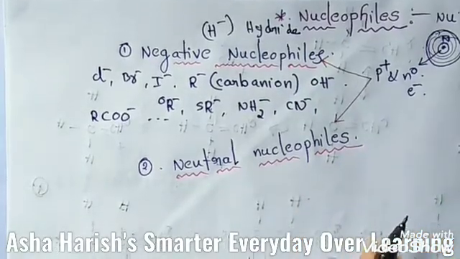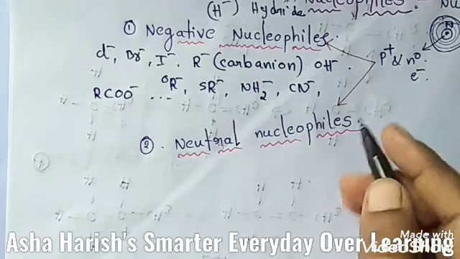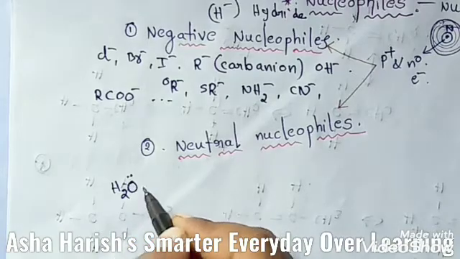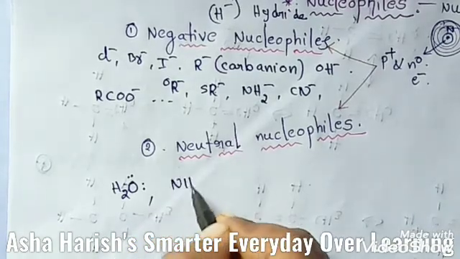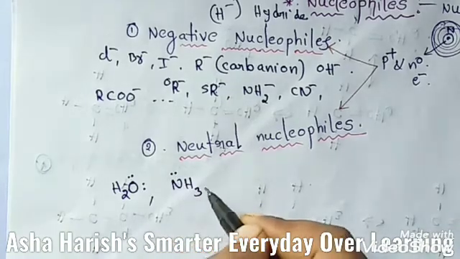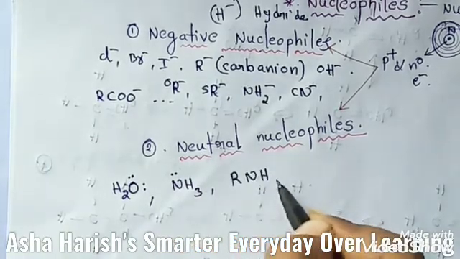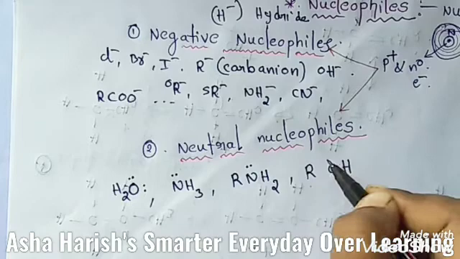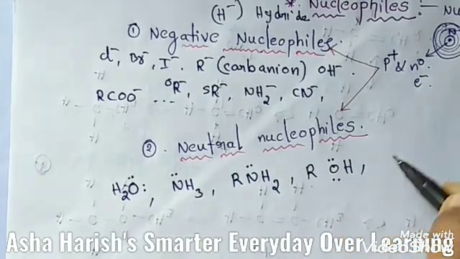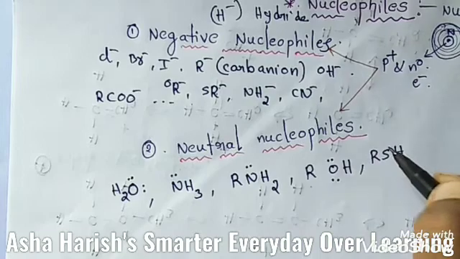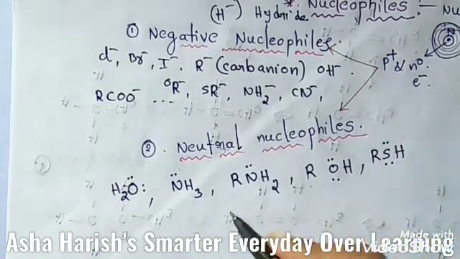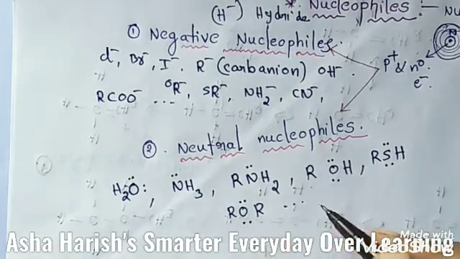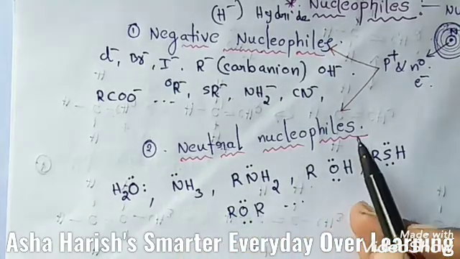These are the examples of negative nucleophiles. Now let's see about neutral nucleophiles. Here I am going to write the examples. H2O molecule, which has lone pairs of electrons like this, and NH3, here is the lone pair of electrons, and RNH2, upon the nitrogen a lone pair of electrons, and ROH, here a lone pair of electrons. RSH, on the sulfur a lone pair of electrons, and ROR, on this oxygen also a lone pair of electrons. These are the examples of neutral nucleophiles.